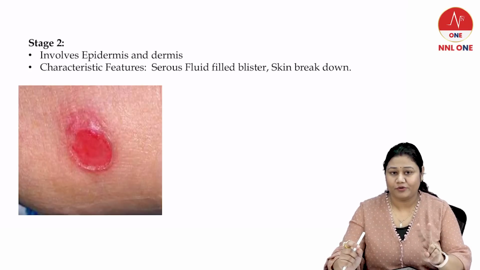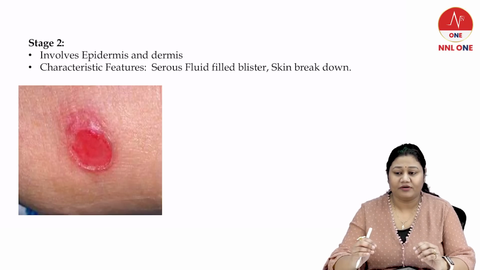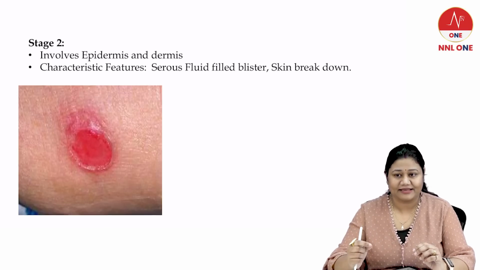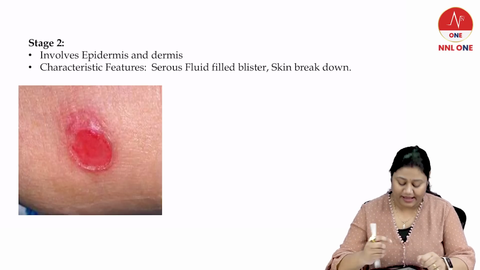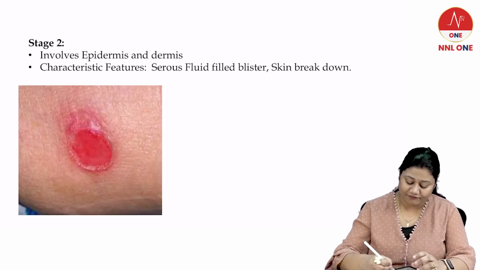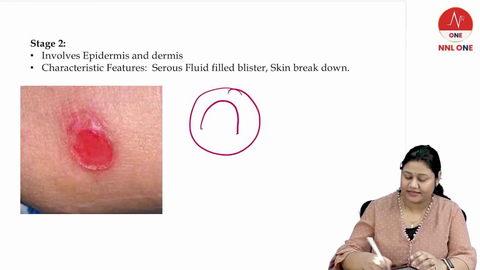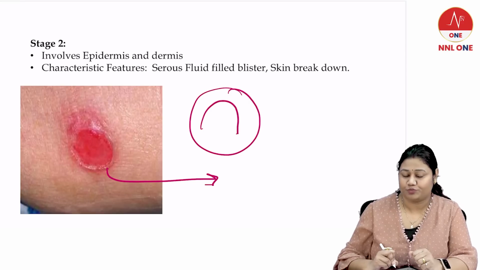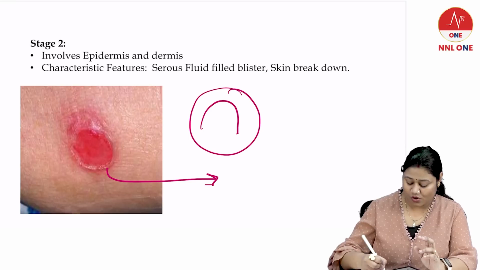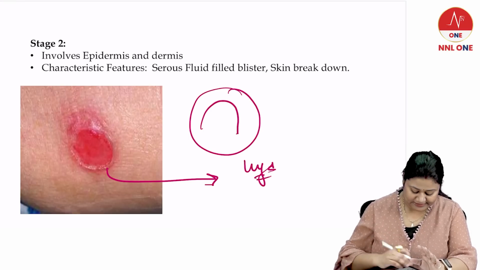Now stage 2 can have 2 characteristic features. Number 1, in stage 2, the skin is not intact. There is a tear in the skin. There is a loss of epidermis and dermis, which you can see here, or you can have a blister which is filled with serous fluid. In case of a blister, there is no need to apply any dressing. But if you have this type of stage 2 pressure ulcer with superficial skin thickness loss, then you can use a hydrocolloid dressing.